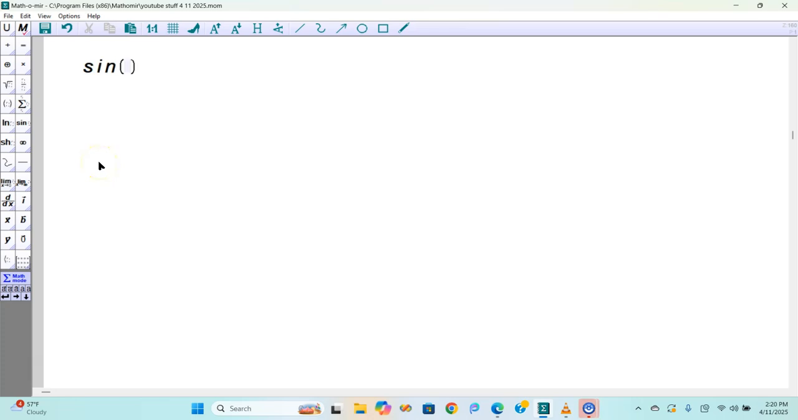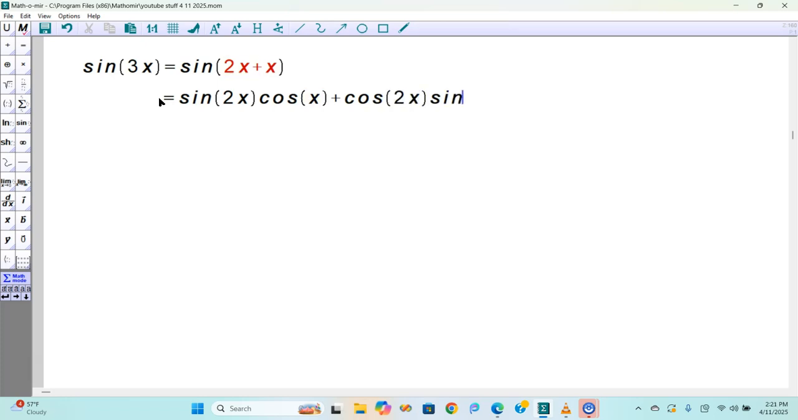Let's derive an identity for sine of 3x using only sines. Sine of 3x, first of all, can be written as sine of 2x plus x. So break apart the argument in here like that. Then apply the rule that says it's going to be sine of 2x cosine of x plus cosine of 2x times sine of x. That's a rule that you can use.